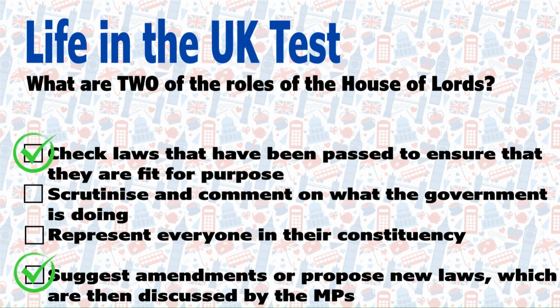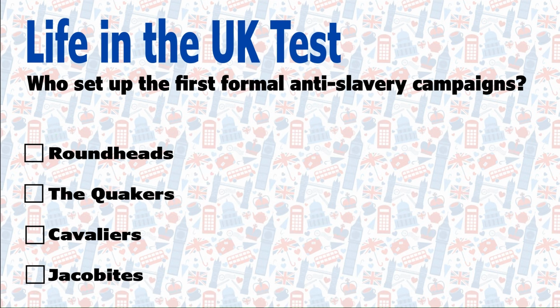Check laws that have been passed to ensure that they are fit for purpose and suggest amendments or propose new laws, which are then discussed by the MPs. The House of Lords can suggest amendments or propose new laws, which are then discussed by MPs. It checks laws that have been passed by the House of Commons to ensure they are fit for purpose. It also holds the government to account to make sure that it is working in the best interests of the people. Who set up the first formal anti-slavery campaigns?